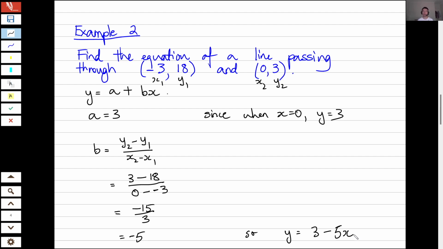So there were only 2 steps. Step 1 was to read off the intercept. Step 2 was to find the slope. Once you have the 2 numbers, the intercept and the slope, you just need to write down y equals a plus bx with the numbers a and b replaced. And you are finished.